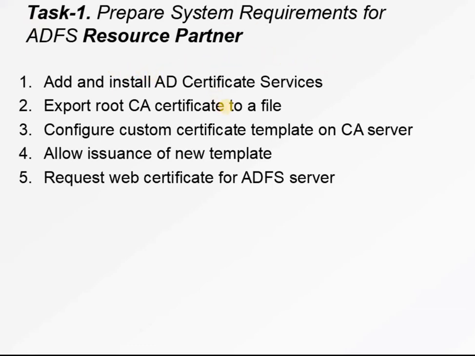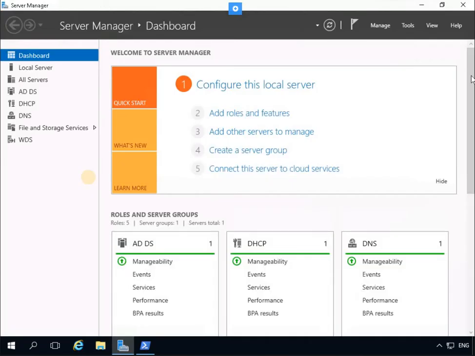Now the second task is to export the root CA certificate to a file. The root CA certificate will be exported to a file and will later be used to create a certificate trust with an external organization. So let's go for the task now.